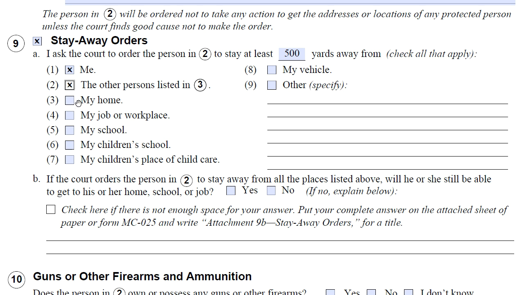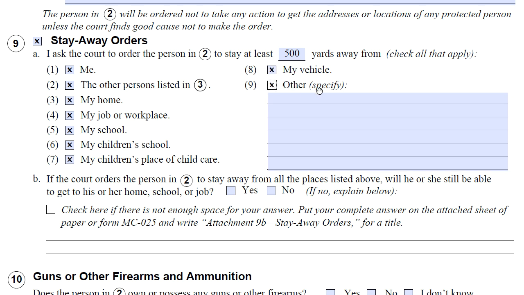If there's a problem and you want the other person to stay away from your house, that box. Away from your job, that box. If you are in school, you can check that one. If your children are also protected in paragraph number 3 as other persons to be protected, then check the box for their school. If they are in child care, such as after school daycare or daycare because they're not yet in school, click that box. Your vehicle and other.